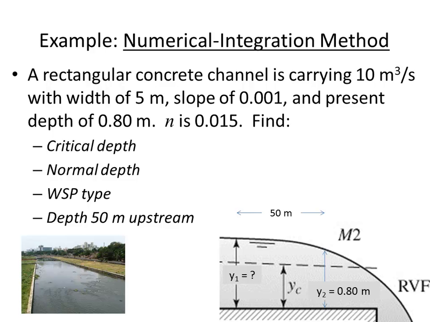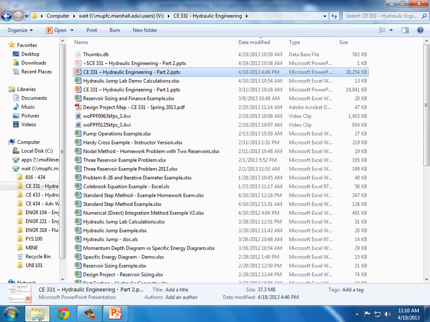So the first three things, check, check, check. Not too hard. Finding the depth 50 meters upstream is going to be a little bit more tricky, though. Any questions on this part of it before we get into finding the depth upstream? All right. What I'm going to do is open up that spreadsheet template that is on the last page of the notes.